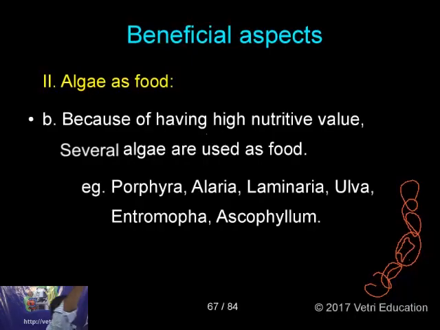Next we have this. Because of having high nutritive value, several algae are used as food. Not only this, spirulina and chlorella, those are called SCP only. The remaining plants, for example, porphyra, that is used in China and Japan, are used because of having high nutritive value. Porphyra, alaria, laminaria, ulva, enteromorpha, ascophyllum, etc. are used as food.